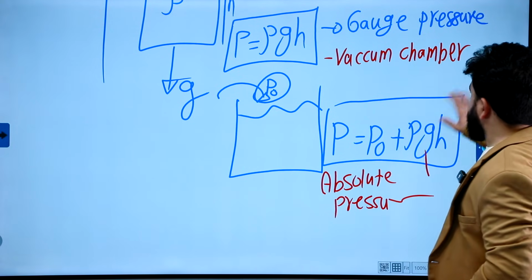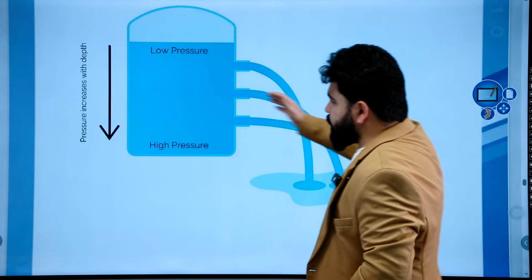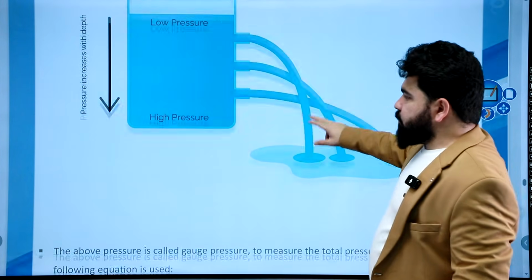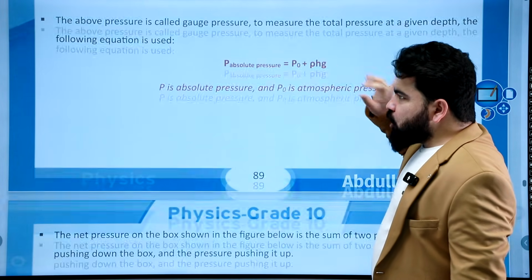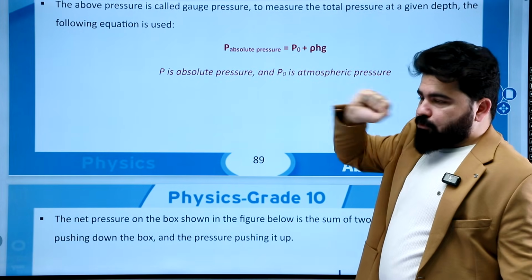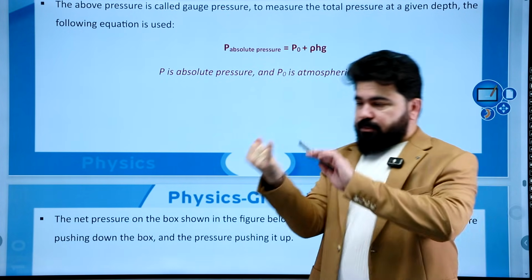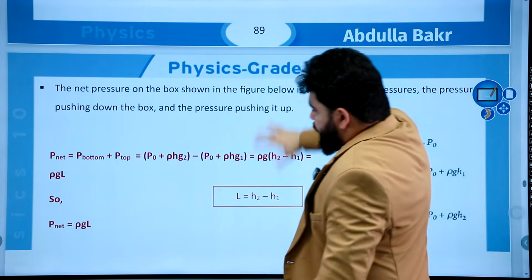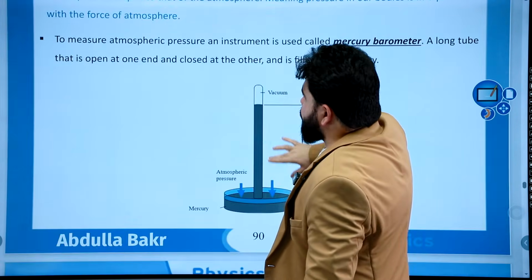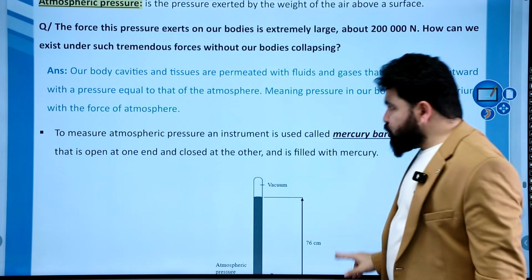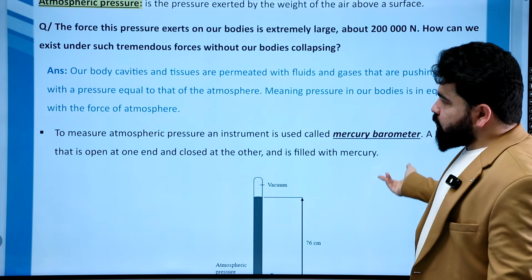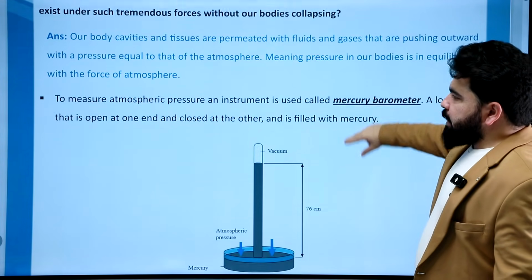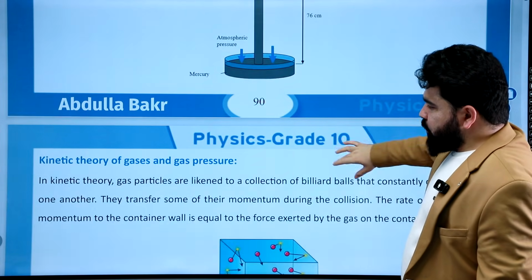Let's solve a question about this. If you go deeper and deeper, pressure increases. And if you go higher and higher, pressure decreases. Be careful. Pressure in a fluid depends on three things: gravity, height, and density. Okay, this is all for you. I'm going to move on. The instrument that we use to measure atmospheric pressure is called a mercury barometer. Atmospheric pressure is basically a pressure exerted by the weight of the air.